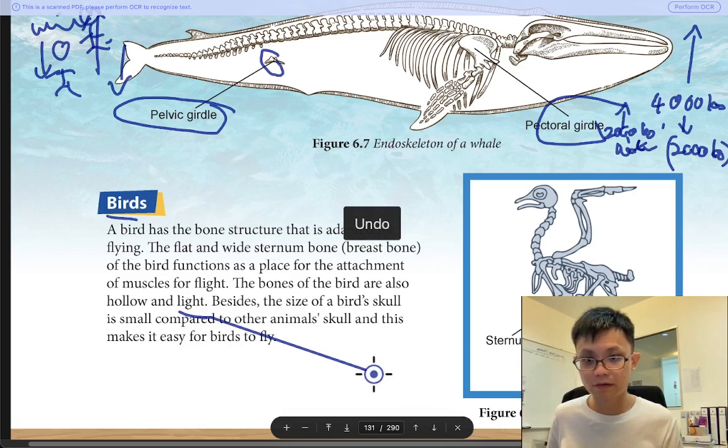What happened to my pen? What is this? I cannot erase this. That's so weird. Okay, anyway, I cannot erase this.